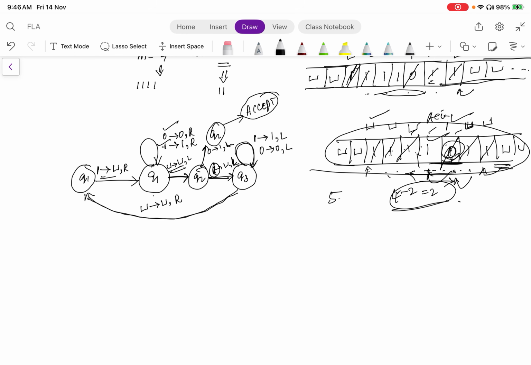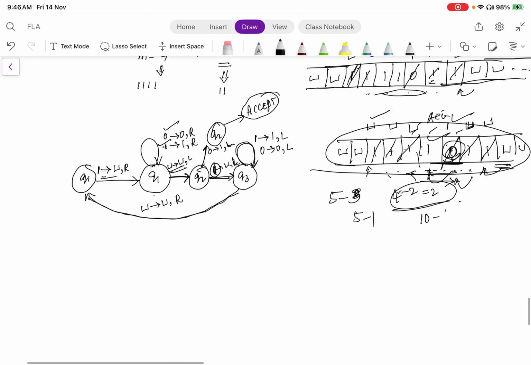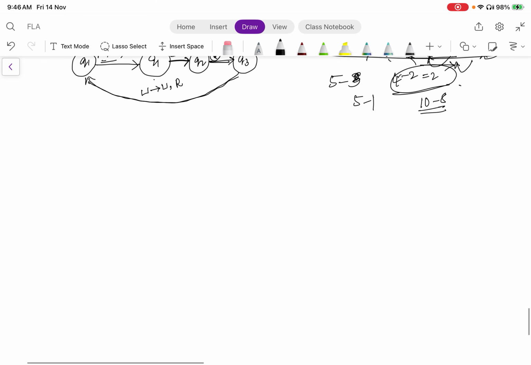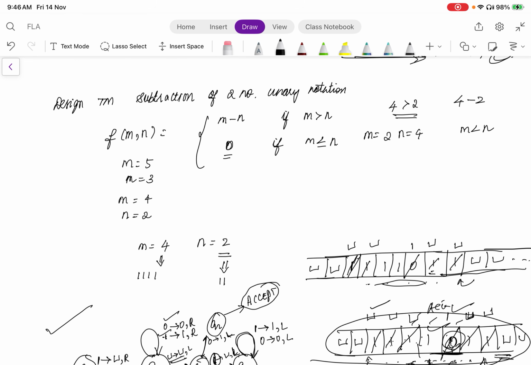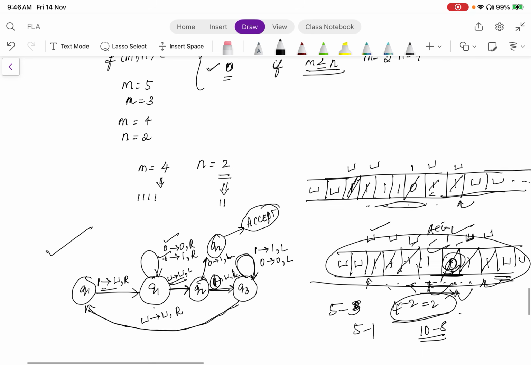It works for any numbers. For example, 10 minus 8. For any number, you can use the same Turing machine. Now we have seen how to design a Turing machine for m minus n if m is greater than n. Now let us see what if m is less than or equal to n.